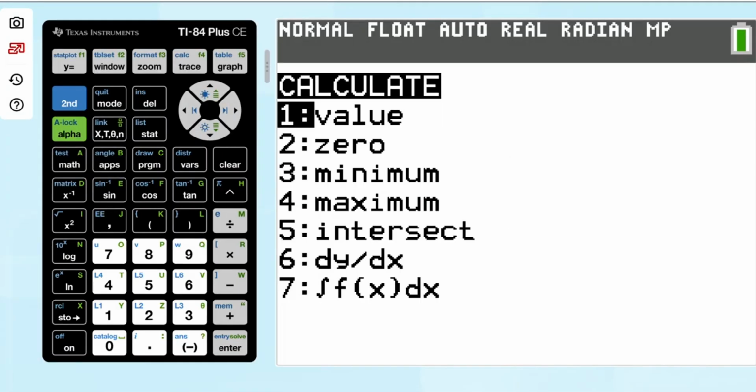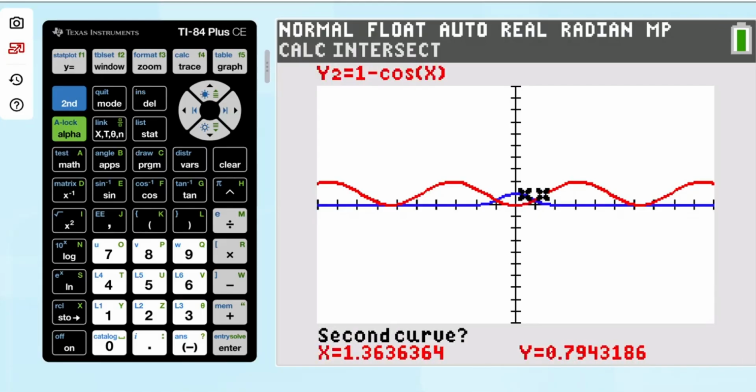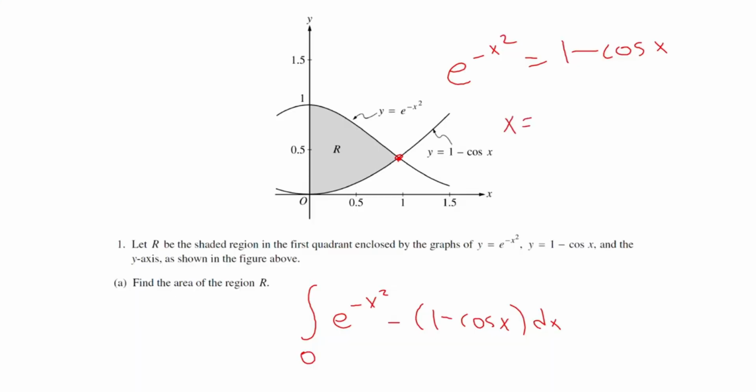So second trace, option 5 for intersect. Just go a little closer to that intersection point to the right, hit enter. Scroll a little to the right of the point where it intersects, hit enter, and hit enter once more to get they intersect at 0.941941. So we'll make a note of that. I'm just going to call that A so that I don't have to keep rewriting that. And we're just going to put an A here.